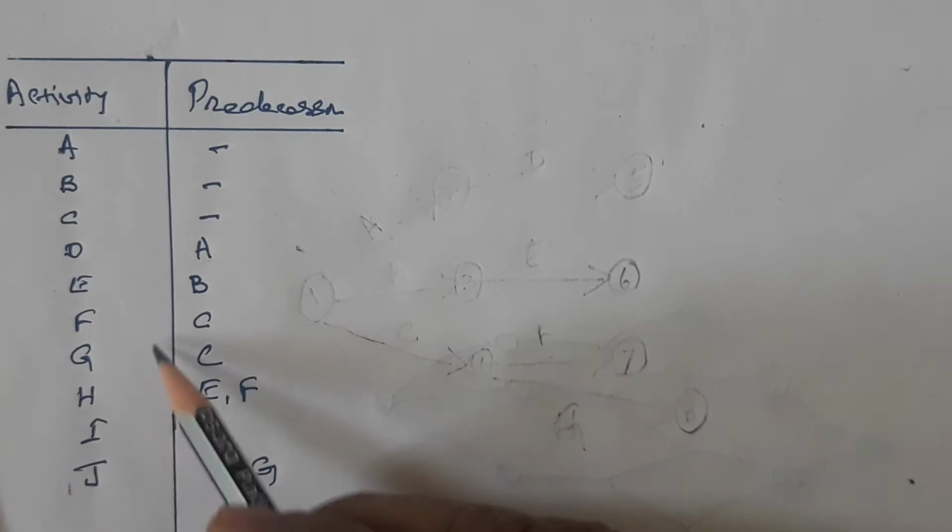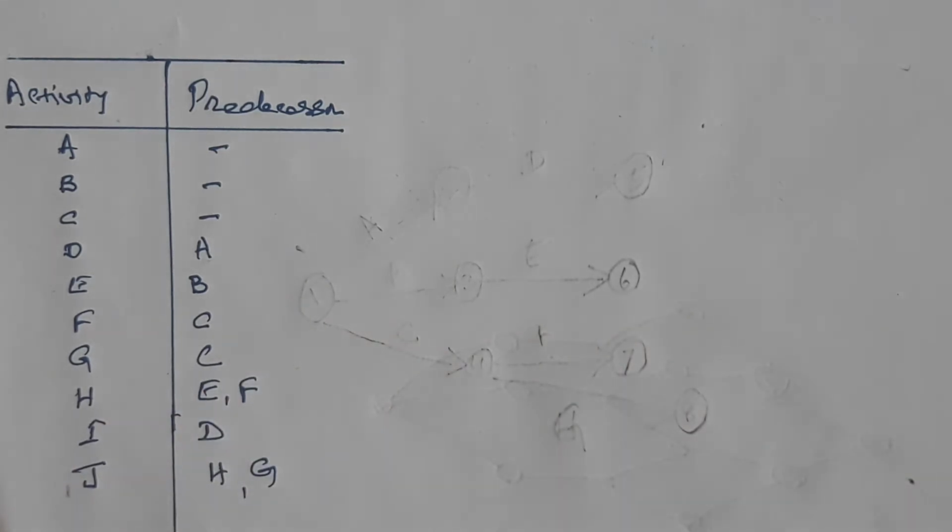Similarly, F and G, these two are dependent on C. Once you complete C, you can start F as well as G. And J is dependent on H and G.